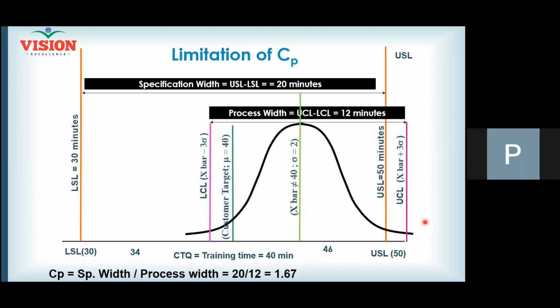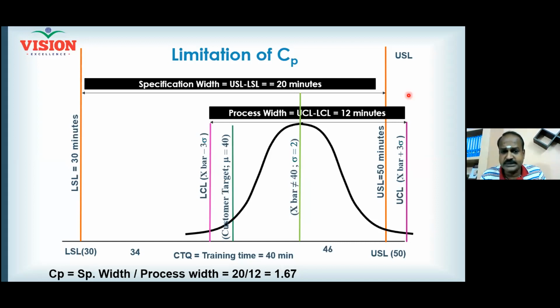So what is the use of Cp then? It gives us the consistency in the process. We only have to now move the process toward the center. Only variation can be measured by Cp, but central tendency cannot be measured. It tells us that the variations are low, the variations are good. But Cp more than 1 or Cp more than 1.67 cannot always make your process capable, and that is the limitation of Cp.